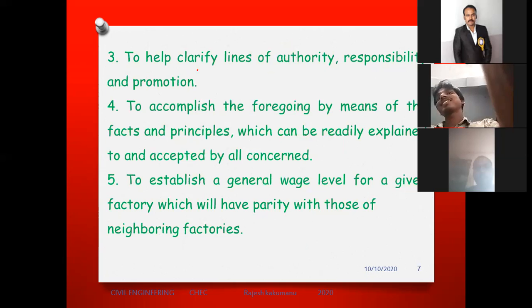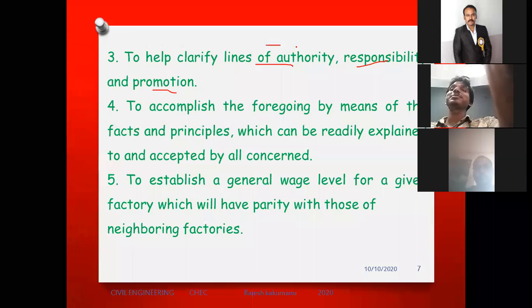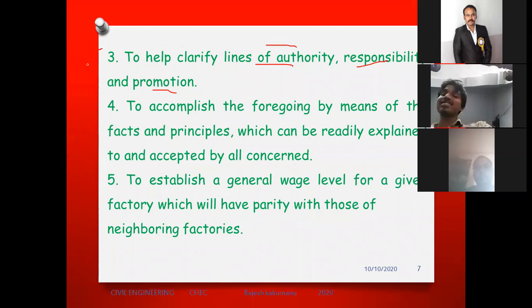Next one, to help clarify lines of authority, responsibility and promotion. What is the meaning of lines of authority? Lines of authority means top level management to bottom level management to lower bottom. So like this, they will give the clarification about the lines of authority and responsibilities of the job and also the promotion related to the job.